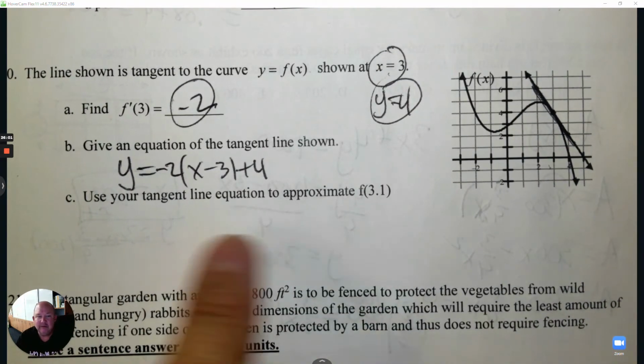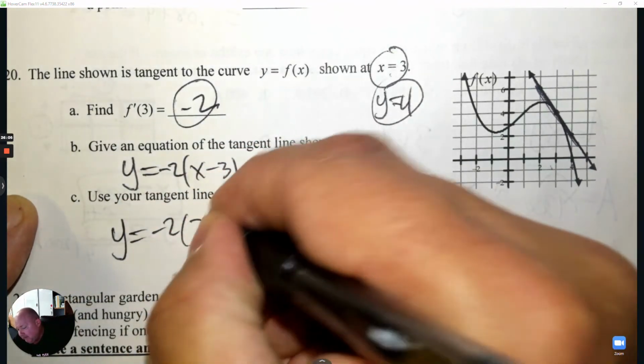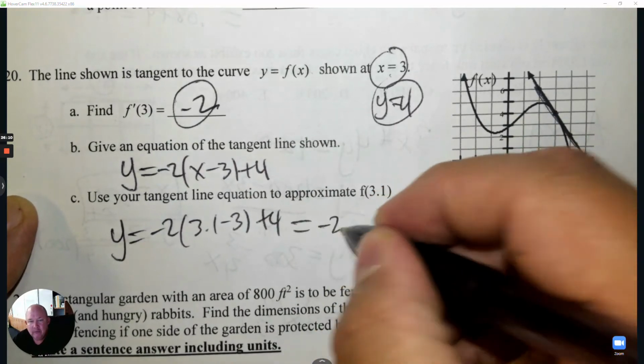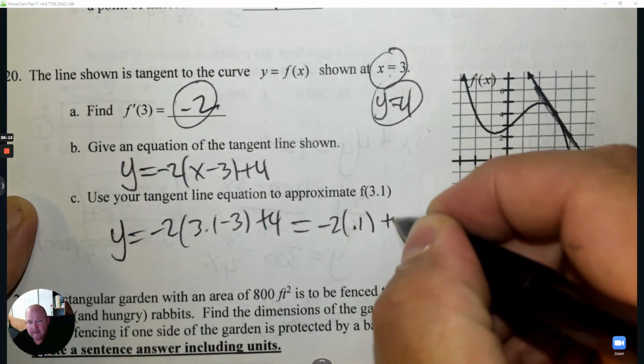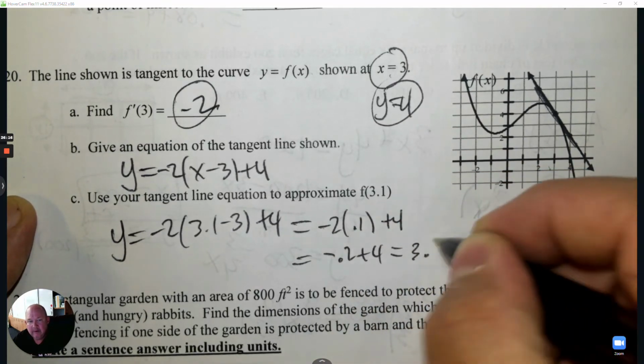And then use that to approximate 3.1. So if I approximate 3.1, plug in 3.1 into there, and you get, that's 0.1, that's -0.2, and that's 3.8.